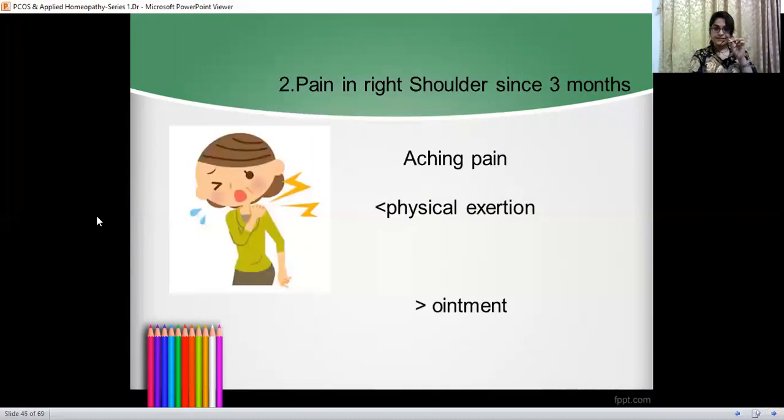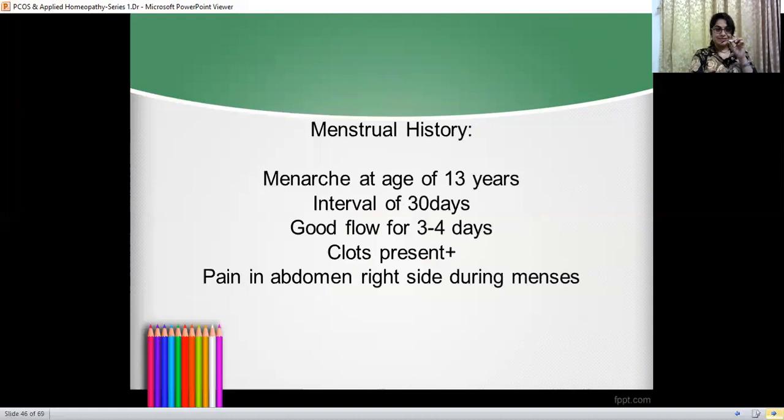Pain in right shoulder since 3 months. So she was complaining of pain in the right shoulder since a few months, which was an aching pain, aggravated by physical exertion, ameliorated by ointment. Her menstrual history.